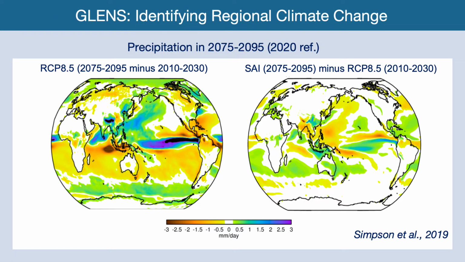Looking at changes in precipitation, which are again referred to 2020 conditions, we see large changes for RCP 8.5 on the left. Those changes are in particular over Northern Europe and Asia, as well as North America and South America. On the right, we see the changes for the stratospheric aerosol intervention experiments, and there are much fewer changes, in particular over the oceans. However, some changes are visible, in particular the decrease in rainfall over India and Amazonia, as well as increases in rainfall over Australia.